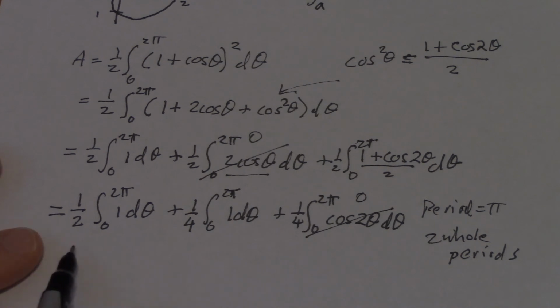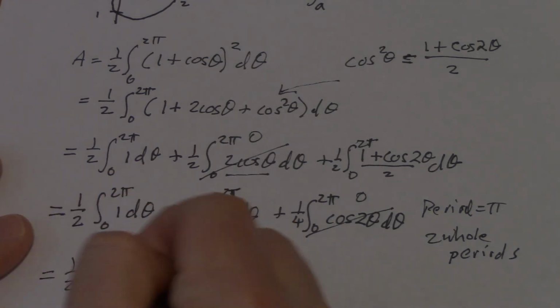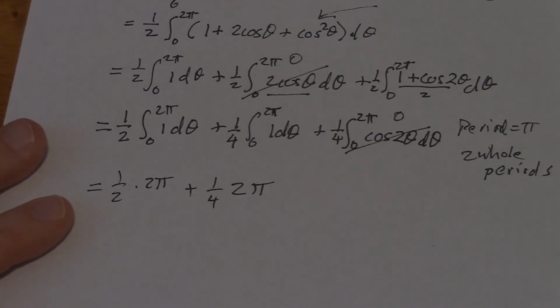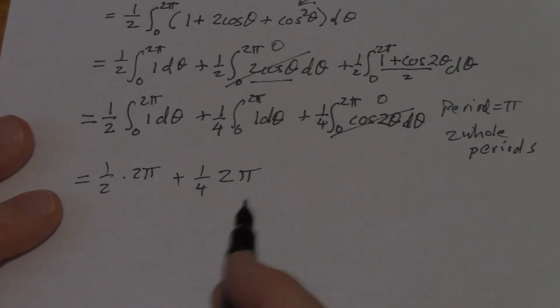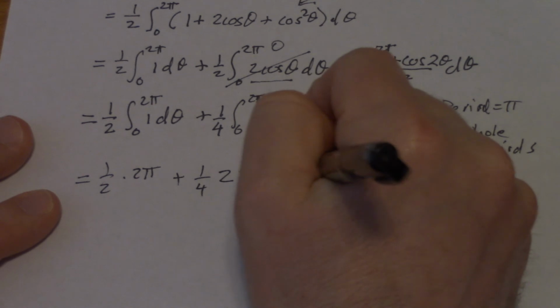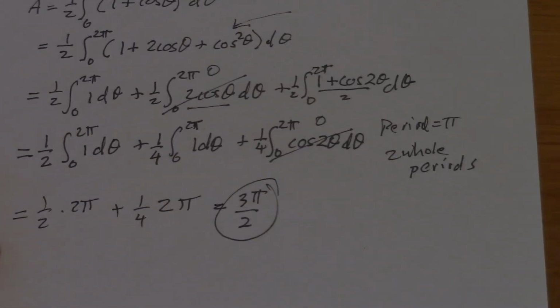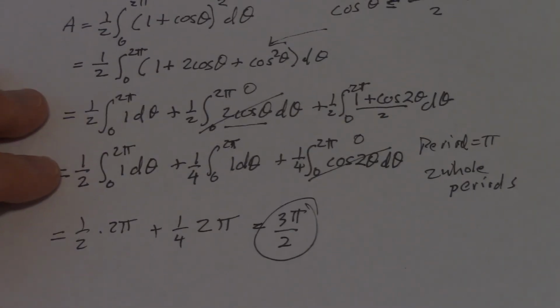So putting all these together, this is 1 half times 2 pi plus 1/4 times 2 pi. Okay, and that's just going to be pi plus pi over 2. So my answer is 3 pi over 2. And that is the area inside of said cardioid here. Wouldn't have guessed it, but 3 pi over 2.